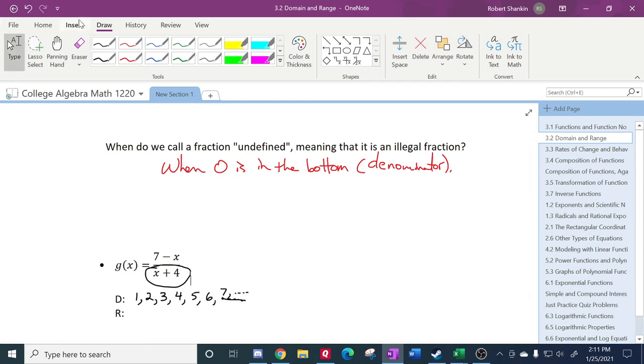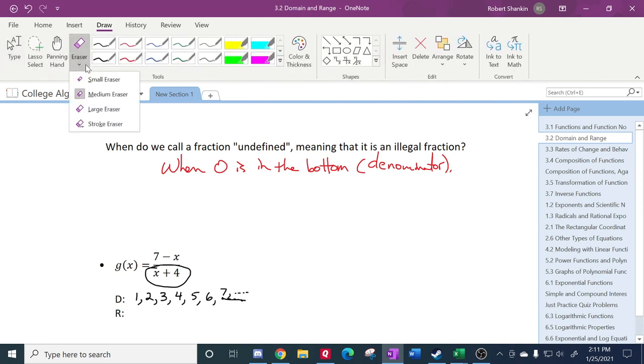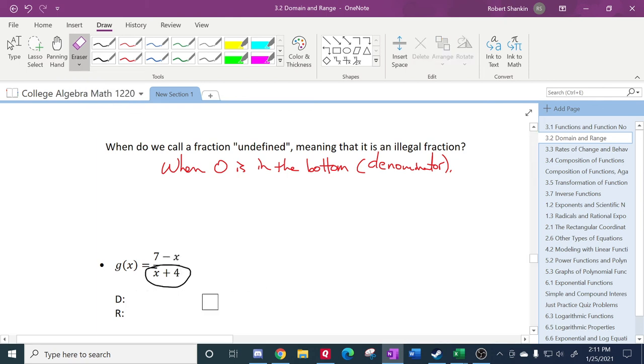That one is going to be -4. And the shortcut way to write this is: x cannot equal -4 because it makes the denominator of the fraction 0. x can be any other number. It could be 7. If you're making the numerator 0, that's fine. You just can't make the denominator of a fraction 0.